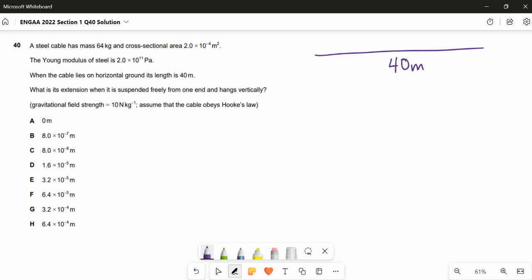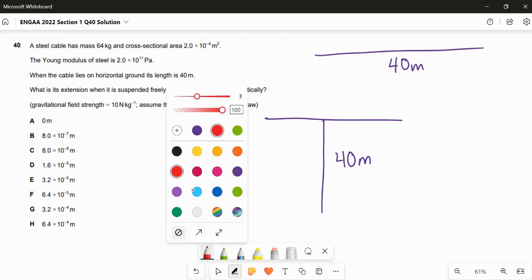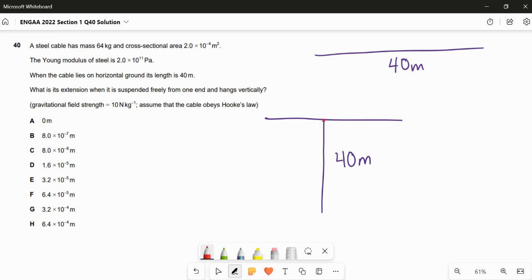What is its extension when it's suspended freely from one end and hangs vertically? Okay, so if we draw a scenario when it's hanging, let's say this is 40 meters, it will extend due to its own weight. So, for example, the mass at the top feels all the weight of the rope, so that little spring would extend the most, or that bit of the cable would extend the most. The part at the bottom would probably not extend at all because it feels no weight below it.